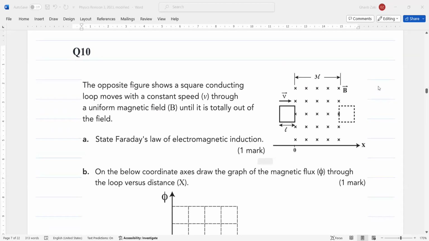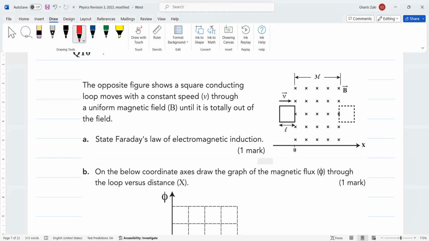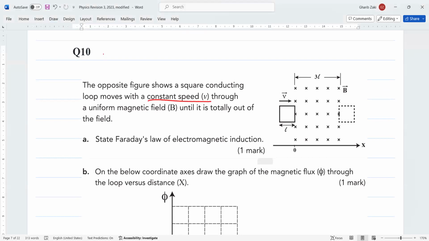Okay, now we go to question number 10. Look at question number 10. He said the opposite figure shows a square conducting loop that moves at constant speed. Take care, constant speed, so the speed is constant, through a uniform magnetic field until it's totally out of the field. So it starts at this point and ends at this point.